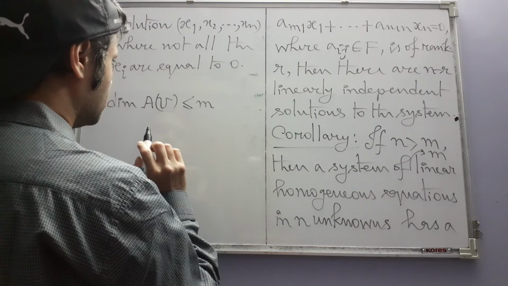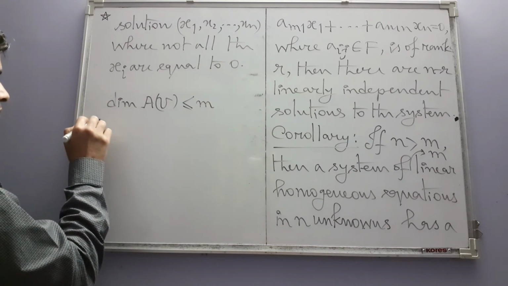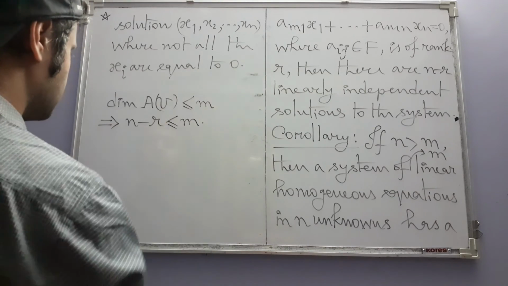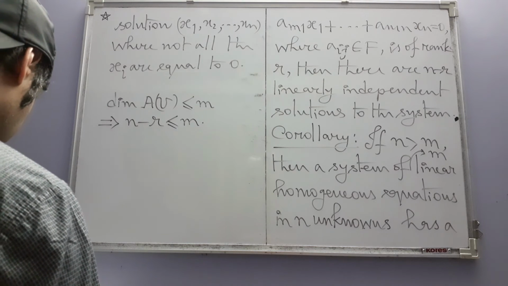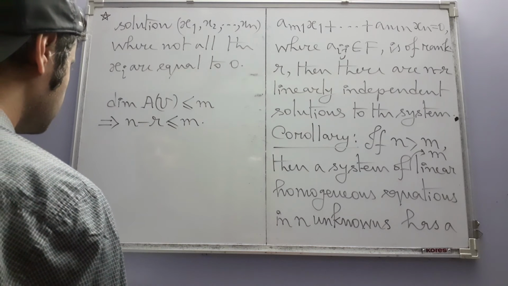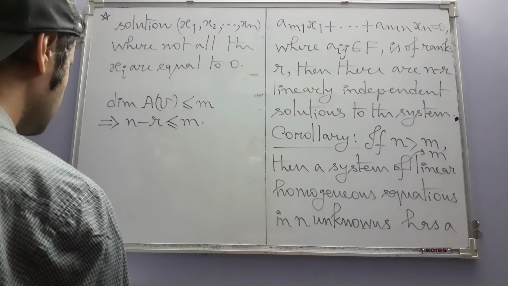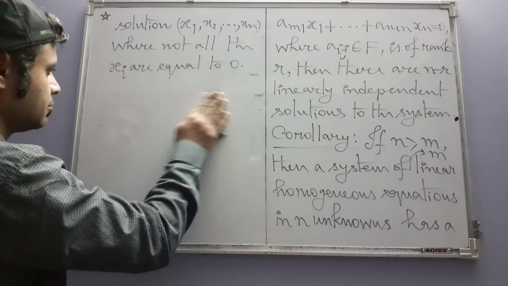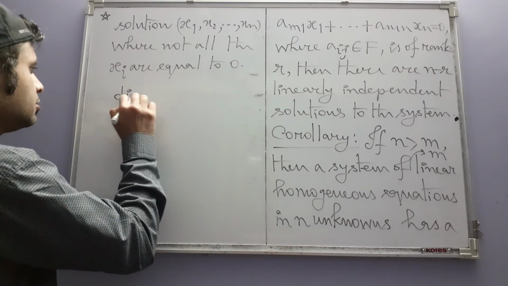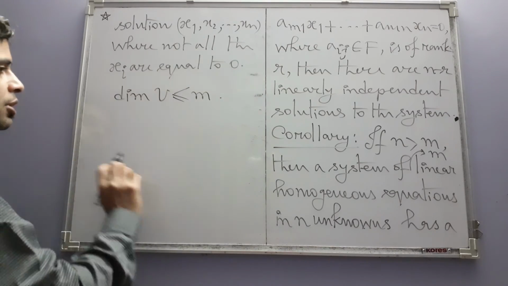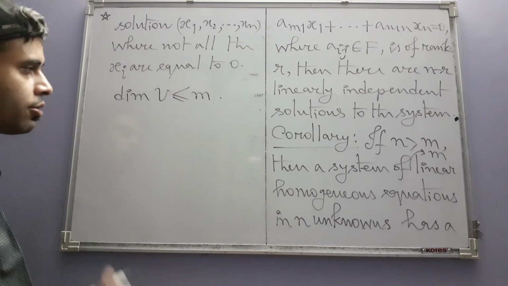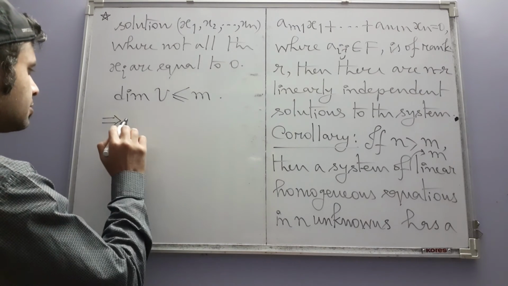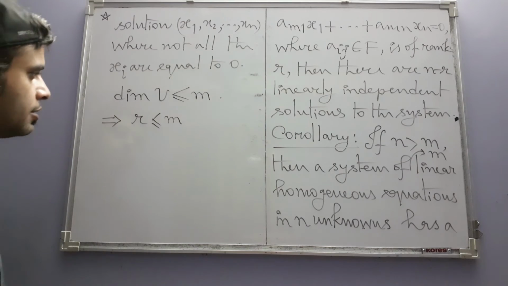Am I getting it correctly? Yes. And this thing is n minus r. I think I am confusing some parts here. Dimension of this, okay. No, what have I written? Yeah, that's why it is so confusing. Dimension of U is less than or equal to m, because U is being spanned by those m vectors, so its own dimension cannot exceed m. And this dimension of U is in fact the rank of the system. So rank is less than or equal to m.